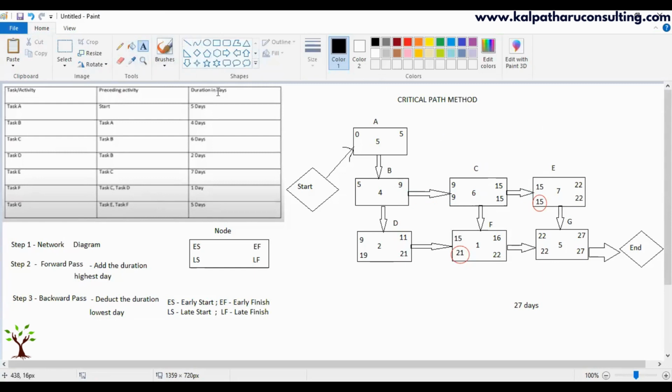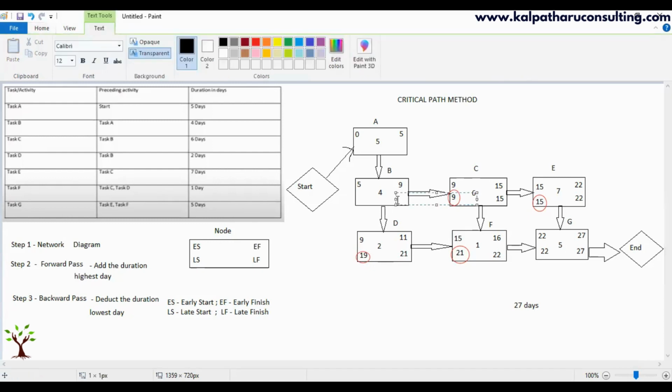From B, where are all the arrows going? From B it is going to C and D. So when are we supposed to start C? C by 9th. D? D by 19th. So between these two numbers, which one to take? 9. The lowest one. Your answer was right, but I want you to consider these two numbers. I don't want to miss anything. That is why I asked it again.